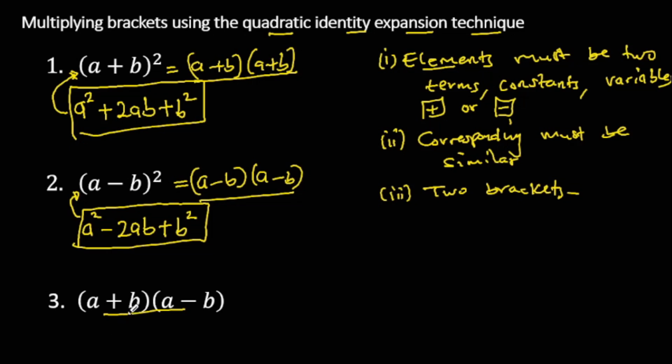The last case, you can see we have two brackets, but the signs between these two brackets are different. For this kind of expansion, we follow a slightly different procedure compared to the first and the second. For this one, we take the first term, we square it, we put the negative sign, and it is always a negative sign. Then you take the second element squared. So negative b squared is going to be positive b squared. And this is the expansion of these brackets.